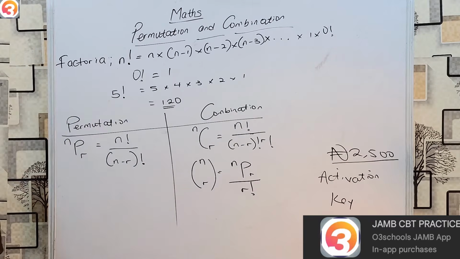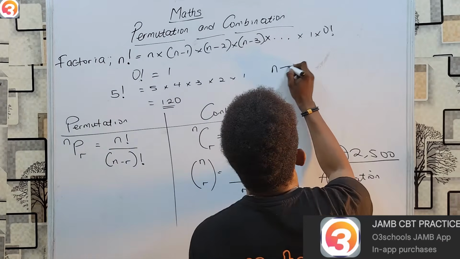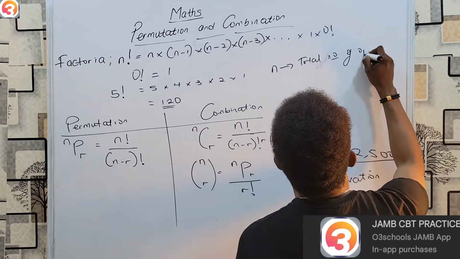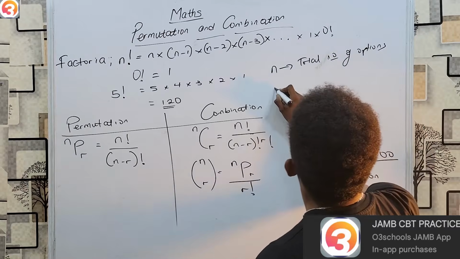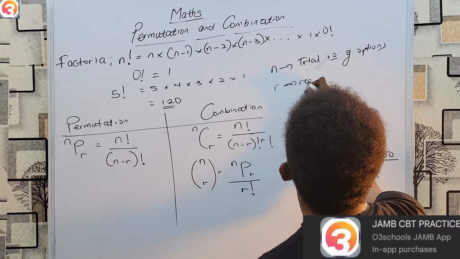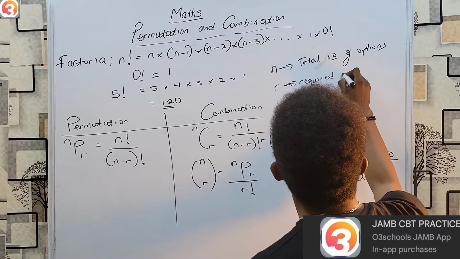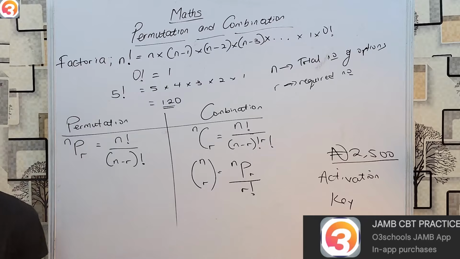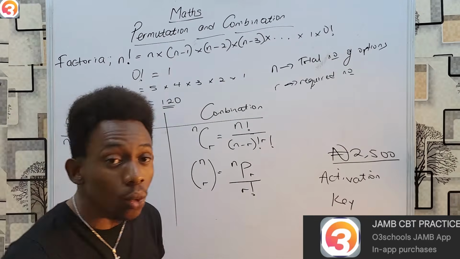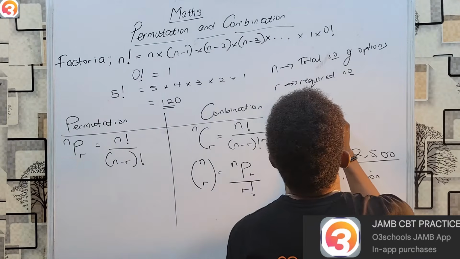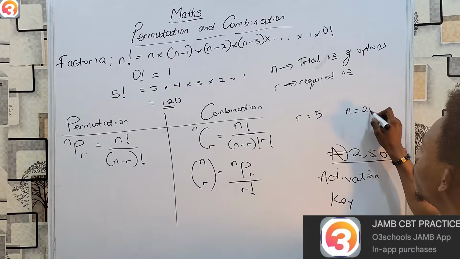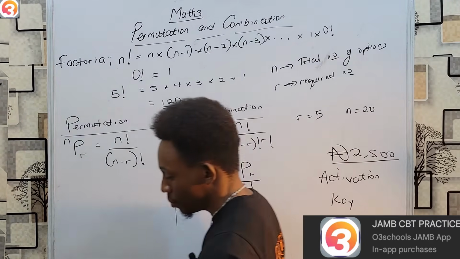However, when you are using them, what do n and r stand for? Now, n is your total number of options, while r is the required number. So say I'm picking 5 students from a class of 20. The 5 students are those I require. That means my r equals 5. And the total number of students in the class is 20. That means my n equals 20.